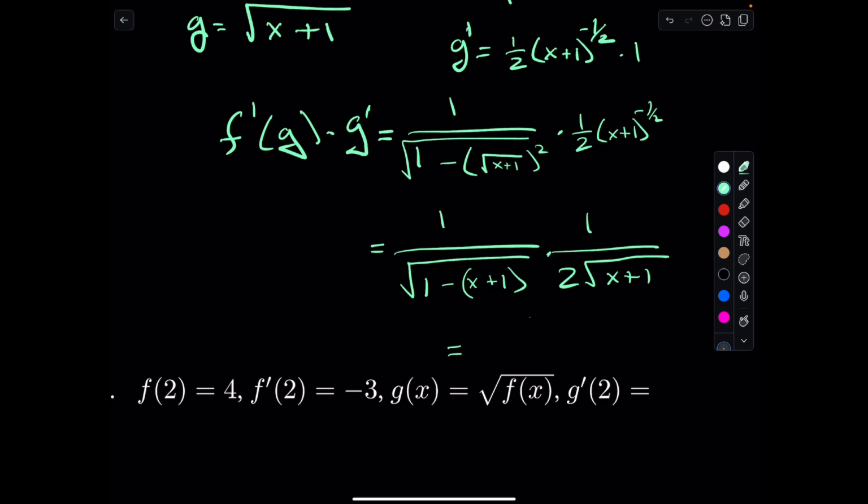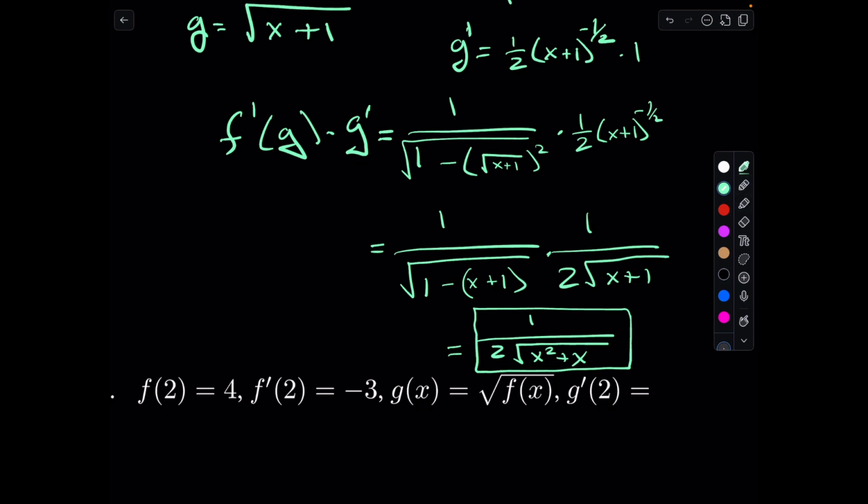Let's see, so that's going to be 1 over 2 radical x squared plus x. A lot of algebra that I just did in that one step, so let me talk you through it. The 1 cancels with the 1. Ooh, that's a negative x. Good thing I talked you through it. That should be negative x squared minus x.